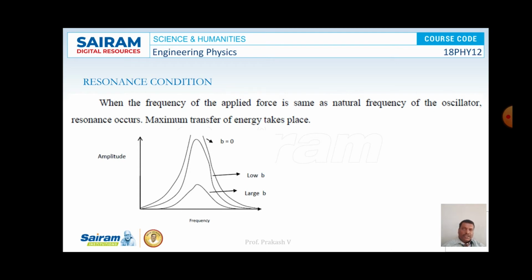When the natural frequency of a body matches with the forced frequency, then the amplitude of vibration enormously increases, and the phenomenon is known as resonance. Here we can look at three cases: for b equal to 0, for b low, and for b a large value. So this picture clearly shows the resonance condition.